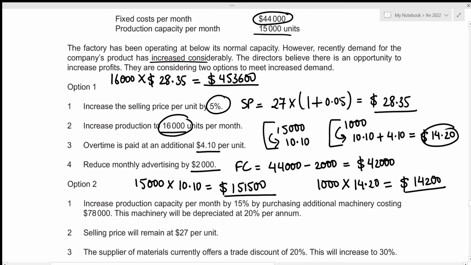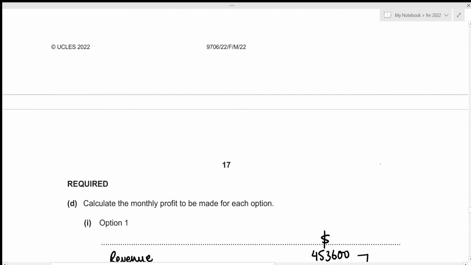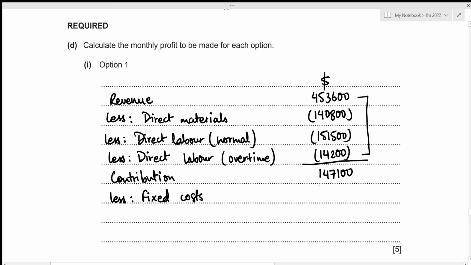Let's have a look above. So we can see that we figured out our new fixed cost to be 42,000. Let's substitute this value into our statement. So that's 42,000. And we're subtracting it. So after subtracting the fixed cost from contribution, we get our profit.